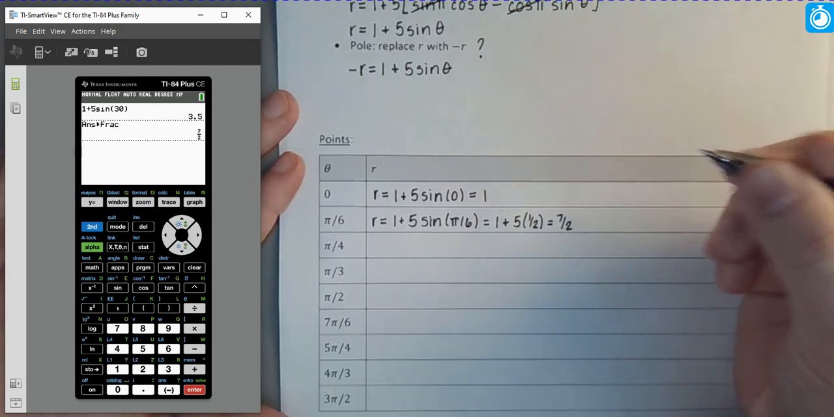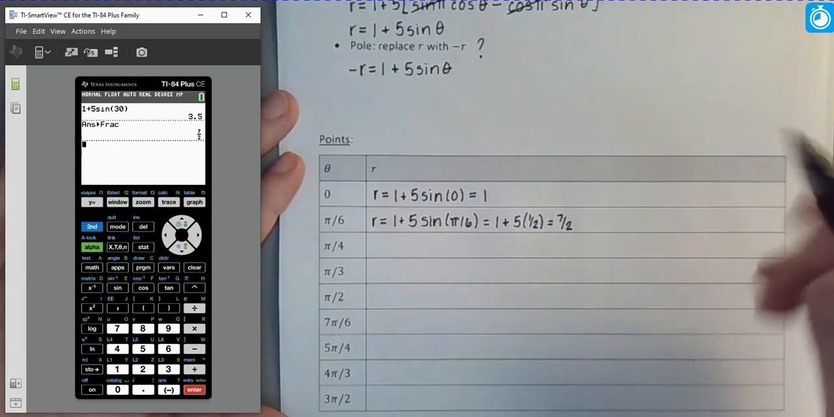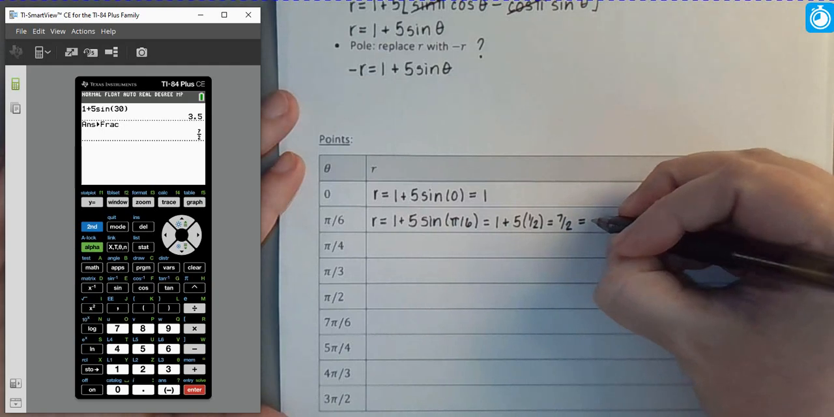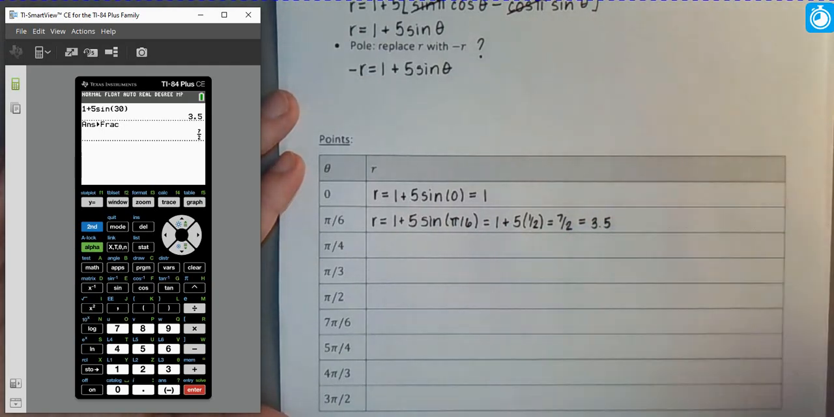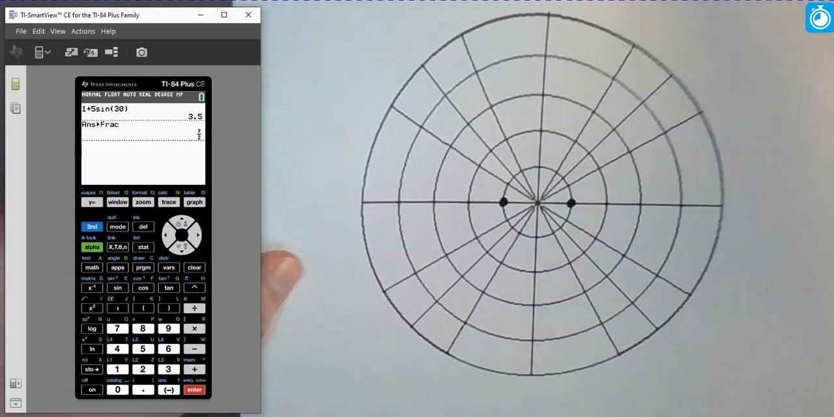Okay. Now, it's also worth noting that 7 over 2 is the same thing as 3.5. So when we graph in the homework system, we may need to use 7 over 2. But in order to visualize what this looks like when we graph by hand, the 3.5 is going to be a little bit more meaningful. So let's put that point on our graph.